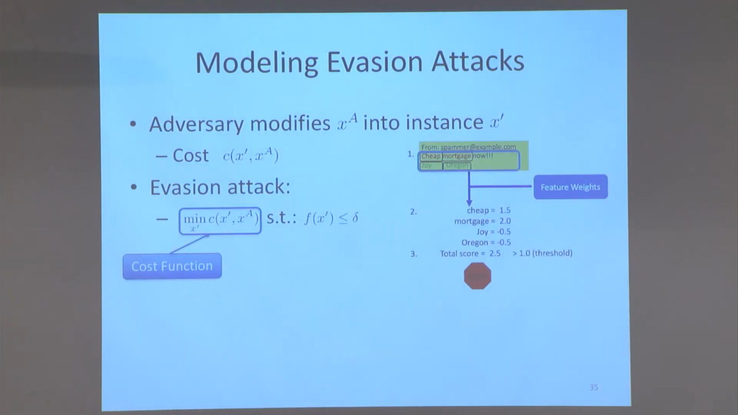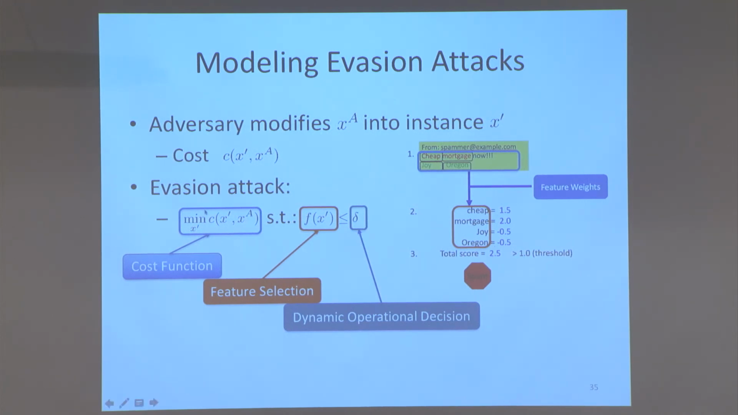From the previous simple example, there are three important components. First, if we want to model the adversarial behavior, the adversarial goal is to minimize the cost function between X, the original instance, and X_A, the adversarially generated instance, such that the generated instance will always be recognized as benign when compared with a certain threshold delta. The cost function is important because we need to consider feature substitution. Feature selection is important because, as we mentioned, we have robust and non-robust features. And the dynamic operational decision is important because if we have a static threshold and the attacker knows it, the attacker can always perform an adaptive attack.